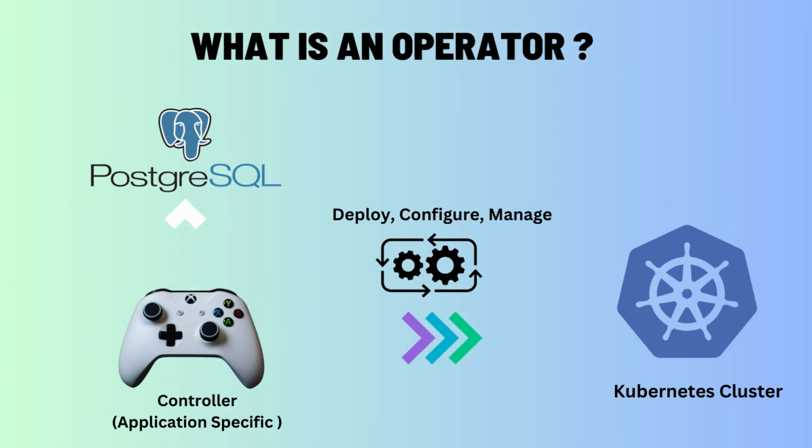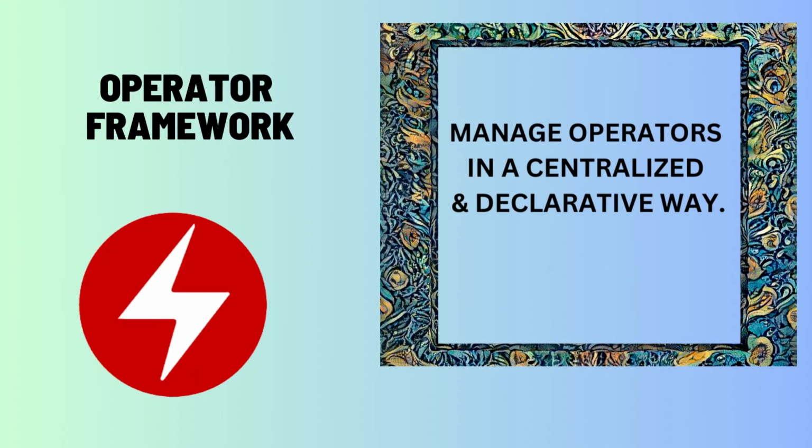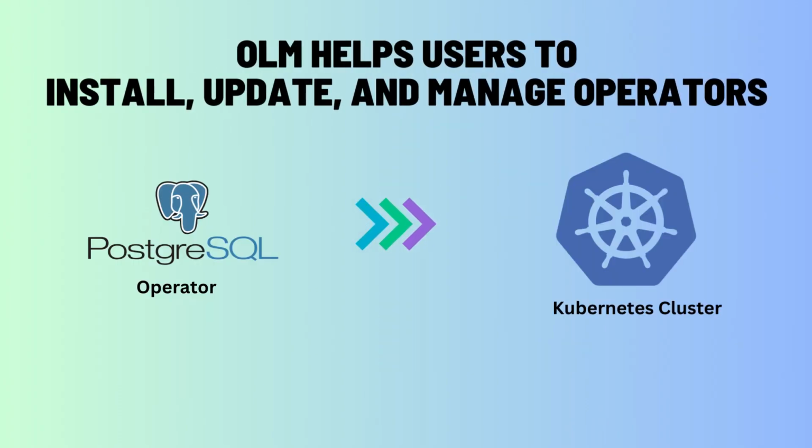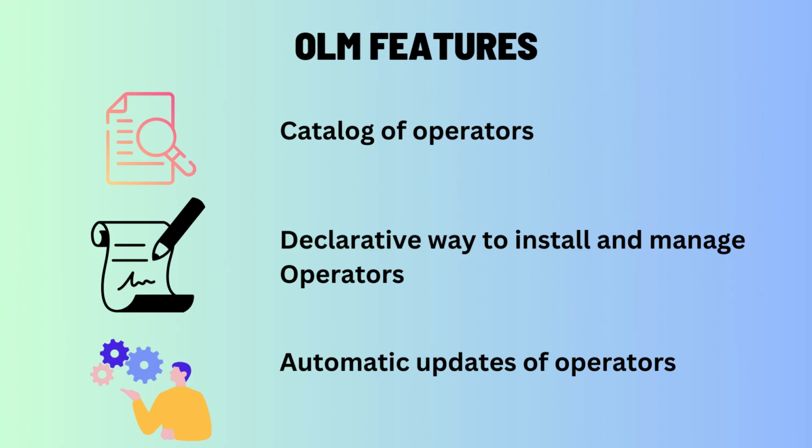Kubernetes operators are application-specific controllers that automate the deployment, configuration, and management of complex applications on Kubernetes. OLM is a framework for managing operators in a centralized and declarative way. OLM provides a number of features to help users install, update, and manage operators in their Kubernetes clusters, including a catalog of operators that users can browse and install, a declarative way to install and manage operators using Kubernetes cluster resource definitions, and automated update of operators.